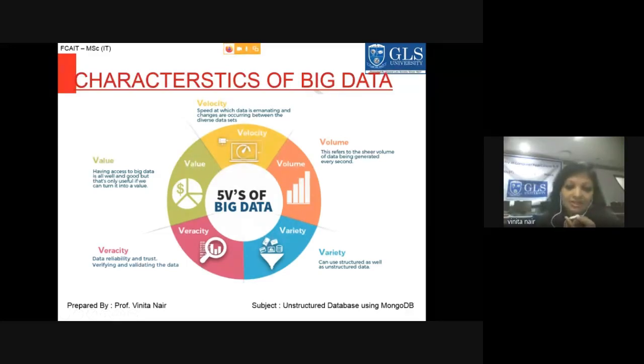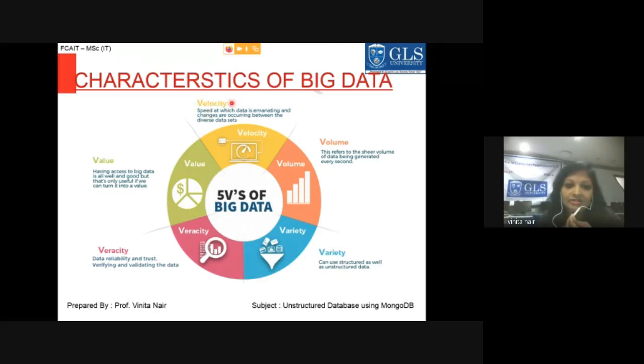I have to characterize whether this click stream or the image or the location or the sensor data has to be categorized into normal data or into big data. So these are the characteristics by which I can differentiate my big data. One we have already discussed, that is large volume of data, which is generated in very large amount and is being generated every second. Then we saw the variety of data, which means it is coming from different sources, structured and unstructured data.